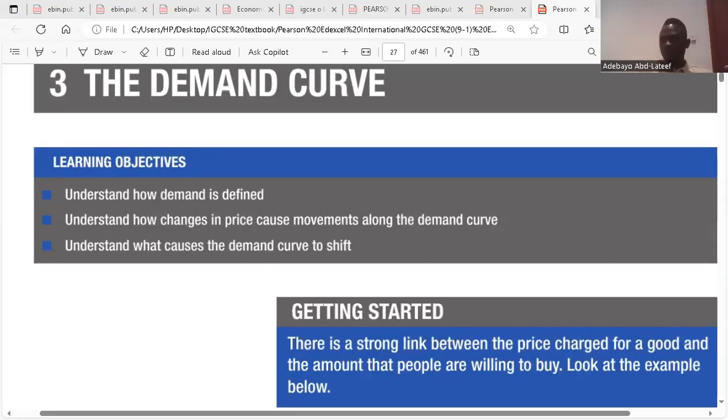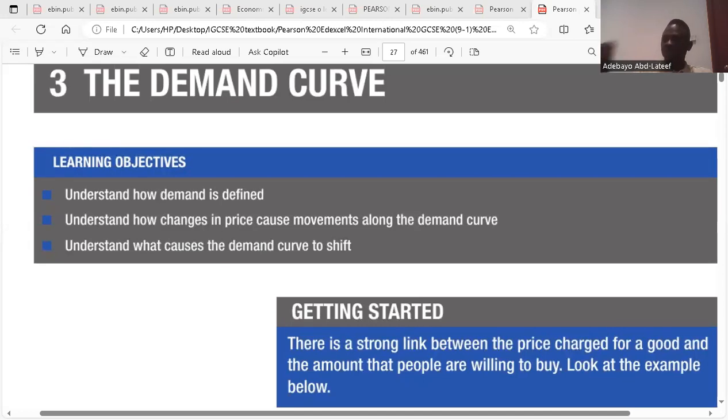The demand curve. Before going to the demand curve, what is demand itself? Demand means you want something as a consumer, you want to buy. That is demand. So your ability and willingness to buy makes your demand effective. Demand is the amount of goods and services that consumers are willing to buy at a given period of time and price. That is what demand is.